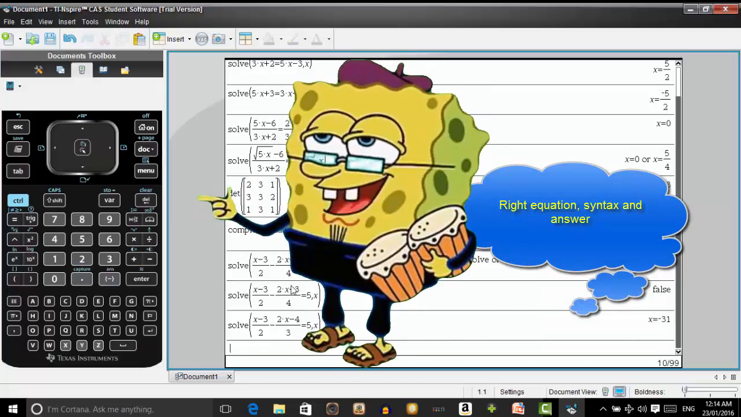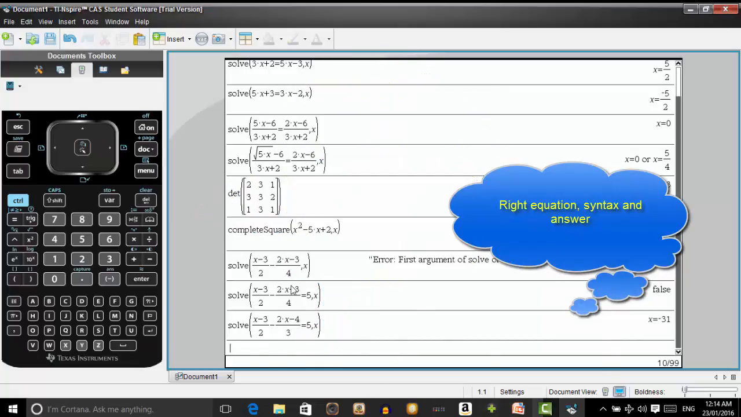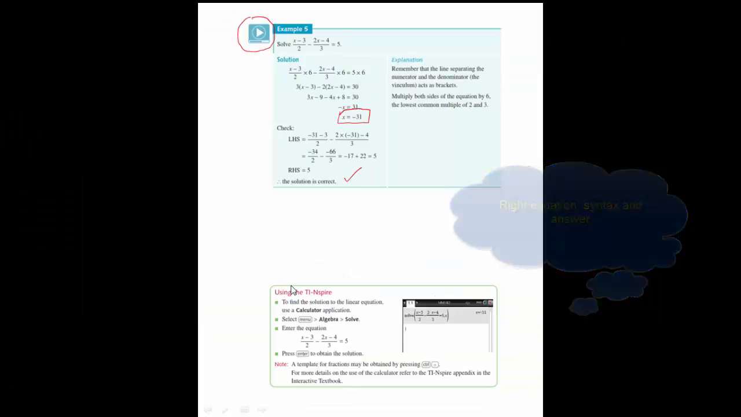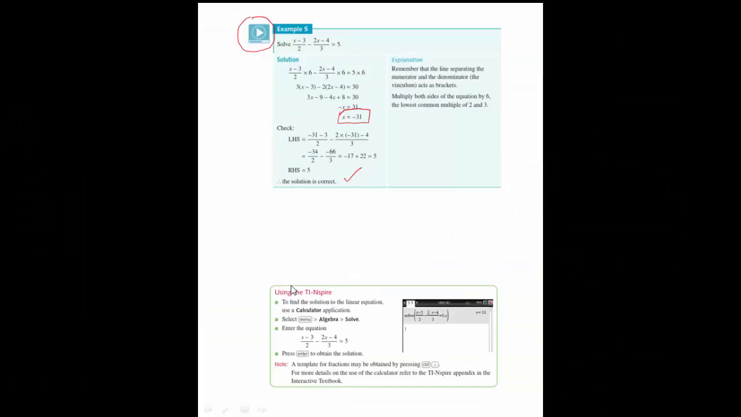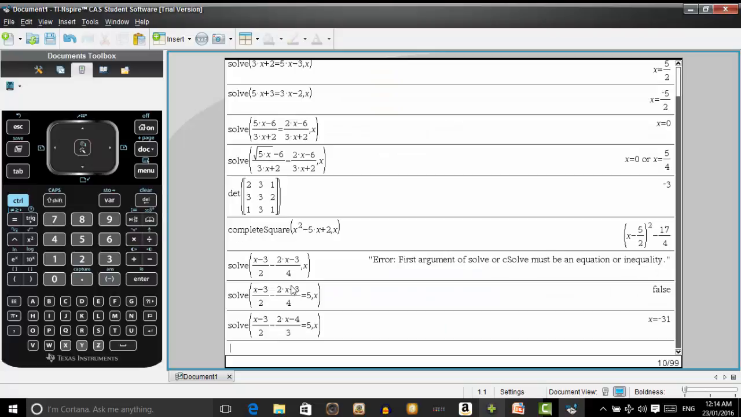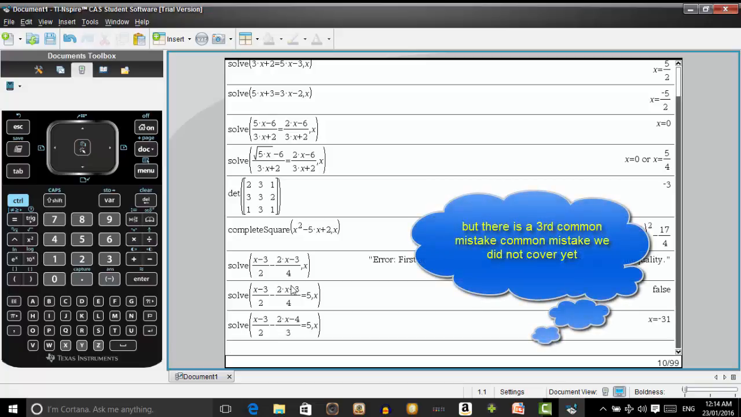Okay, so let's make sure this is the same equation. x minus 3 over 2, minus 2x minus 4 over 3, and x is indeed negative 31, the same as what we got. So be very careful. As you've seen firsthand, if you change the value, then you are solving different questions.